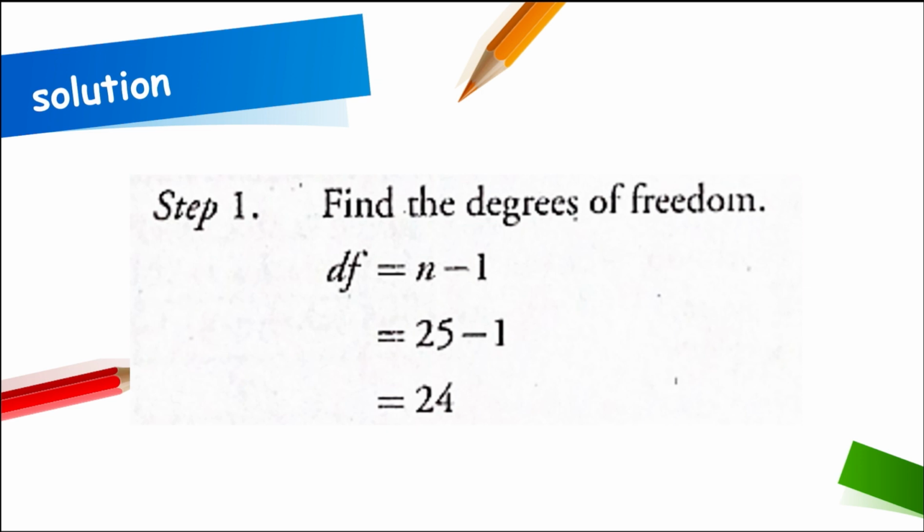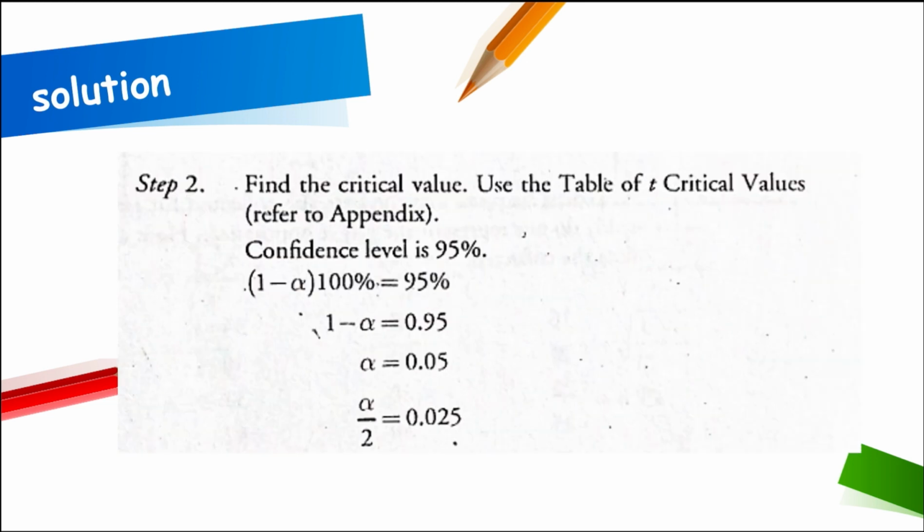Okay, for our solution, let's have step 1. First, find the degrees of freedom, denoted by the formula n minus 1. So our n is 25 minus 1, that is now 24. Therefore, our degrees of freedom is 24. Step 2, find the critical value. Use the table of t critical values.